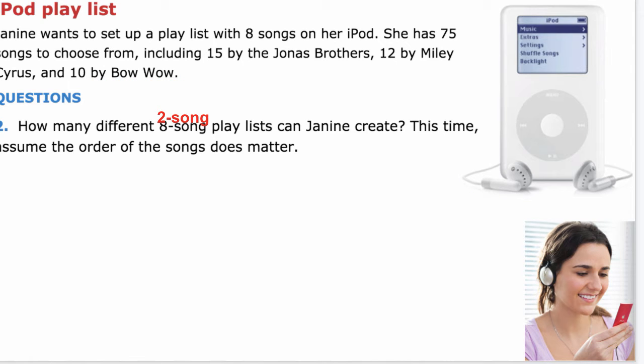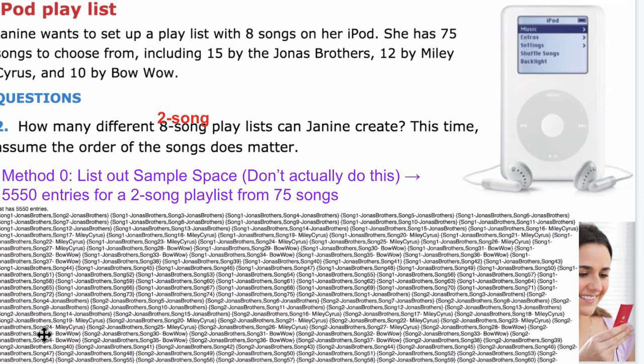Okay, so a 2-song playlist. We're going to make it simpler first. Again, the first way is to write the sample space: 1, 2, 1, 3, 1, 4, 1, 5, and so on. It's an incredible amount, and you would not actually want to do this because there are 5,550 entries just for picking 2 songs from 75. So we're going to turn to our better methods.